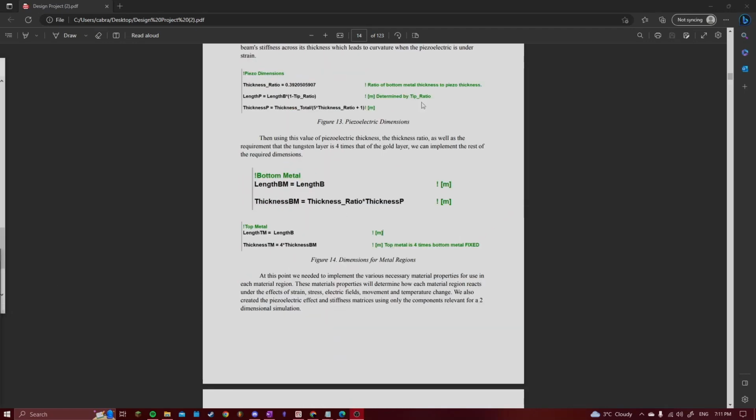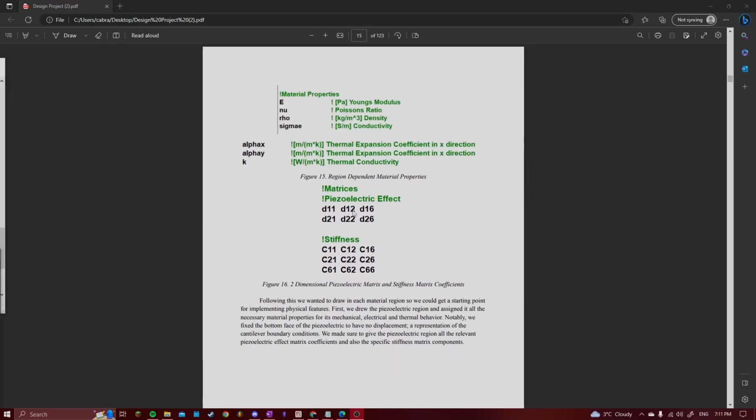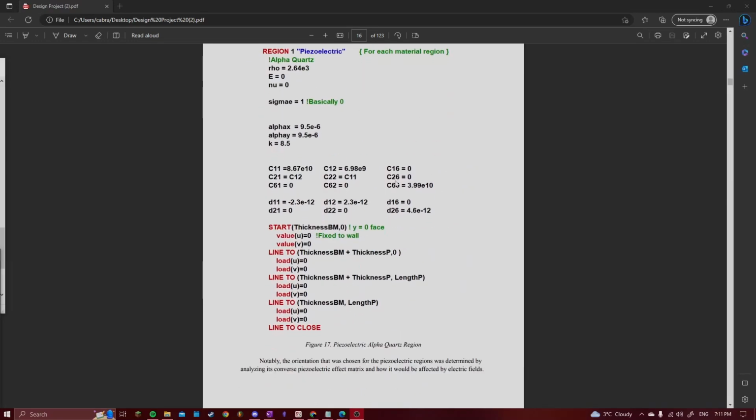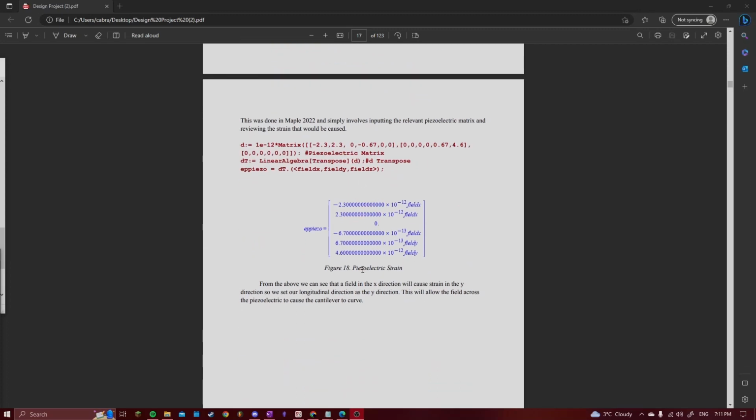That ratio is then used to define the rest of our geometry in Flex. Then we define our material properties for thermal expansion and piezoelectric effects. Here is the region for piezoelectric effects, noting that from our piezoelectric strain matrix, we can see that a field in the x direction will cause strain in the y direction.